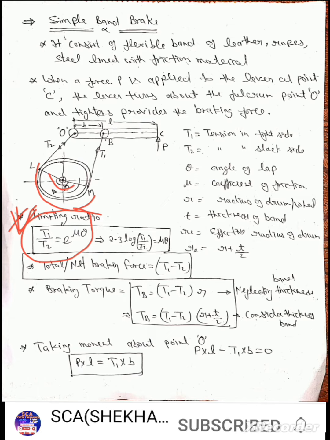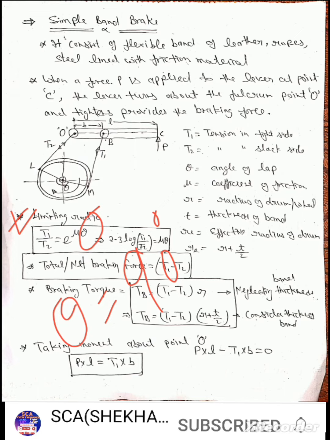In the limiting ratio of tension, here theta is in radian, not in degree. So be careful. If theta is given in degree, like 90 degree, it is converted into radian by multiplying by pi upon 180.